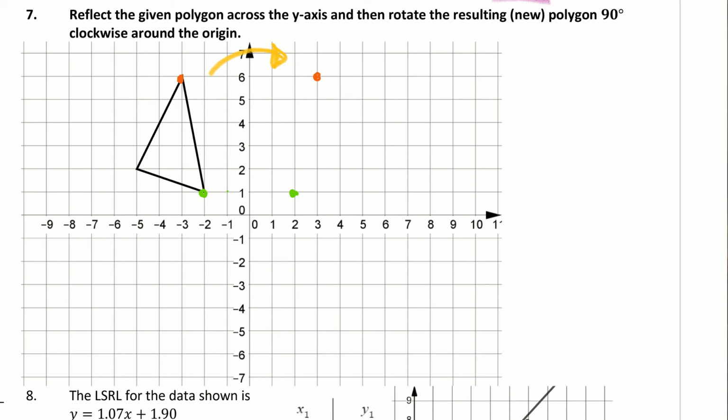And the final point right here is at x equals -5, so it's 5 away. So it's going to go all the way to x is 5, and y is going to stay the same at 2. So I can see my reflection. Let me go ahead and draw the lines that connect those dots.